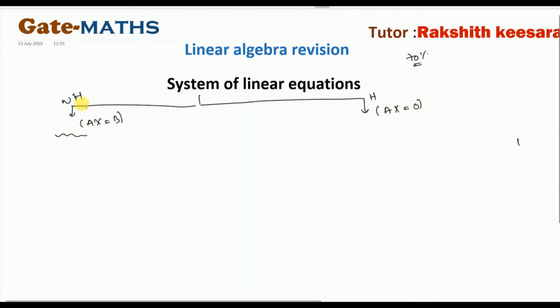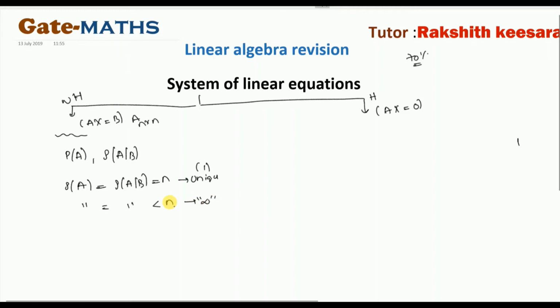While coming to the solution of non-homogeneous equations, you should find the rank of A and the rank of the augmented matrix AB. If rank of A equal to rank of AB equal to n, where n is the order of the matrix A, then it will have a unique solution. I mean one solution. If rank of A equal to rank of AB less than n, then it will have an infinite number of solutions. If rank of A not equal to rank of AB, then it will have no solution. It will not have any solution, right?